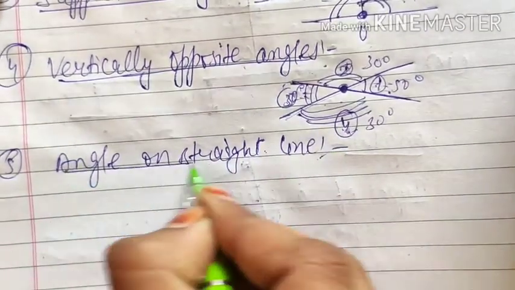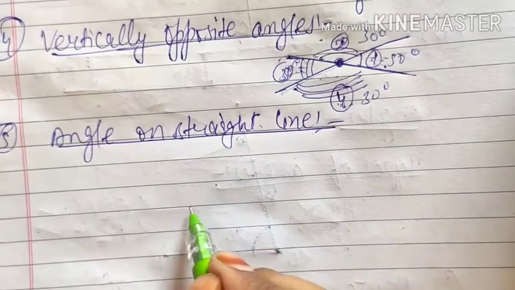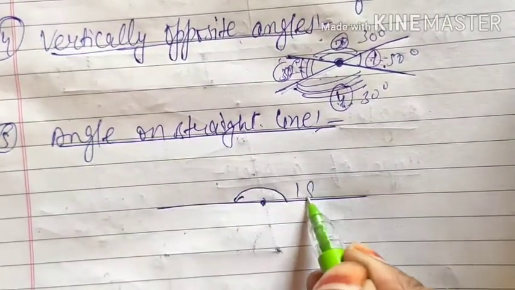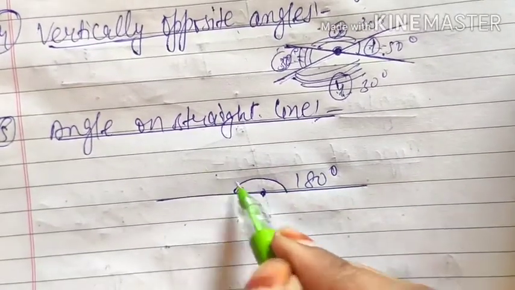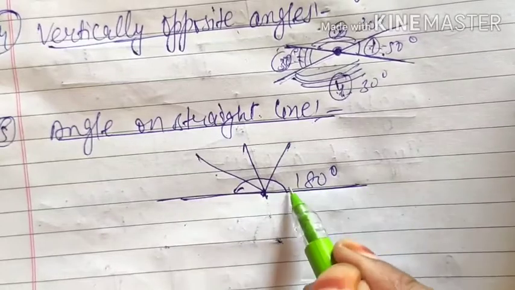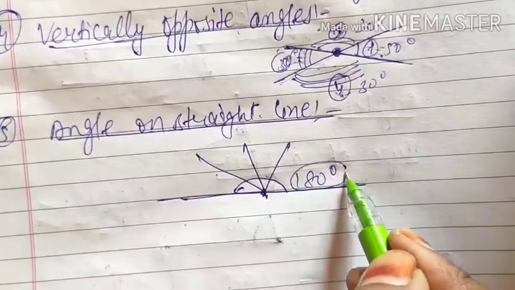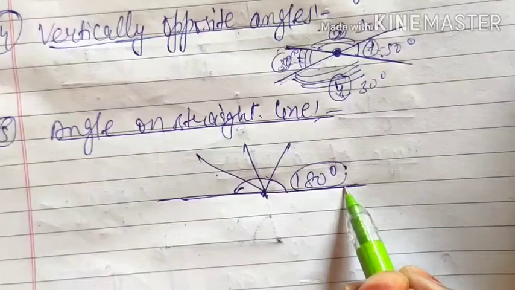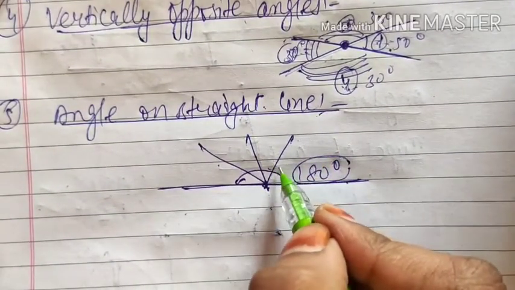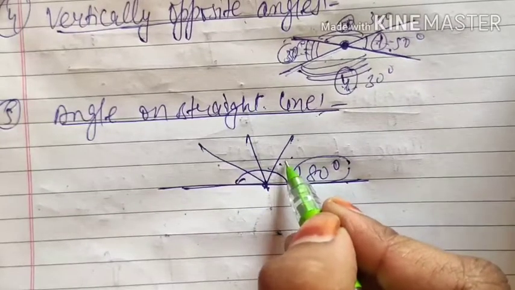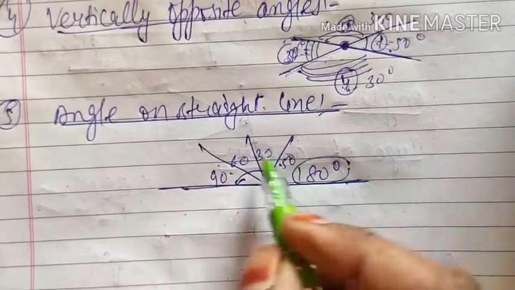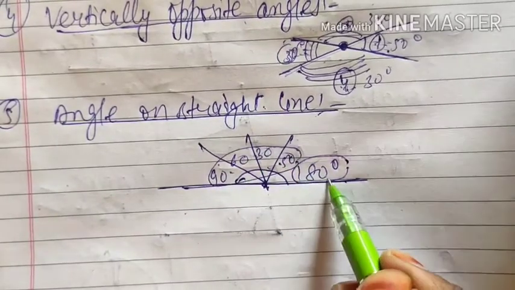We have straight line angle and we have seen that the sum of all the angles on a straight line is actually 180 degrees. So if you make 2 or 3 or 4 angles on a straight line, then their total sum must be 180 degrees. Not more than 180 and not less than 180. That means this is having some measurement, suppose 50, 30, 60, 80, whatever. So their total sum must be 180.